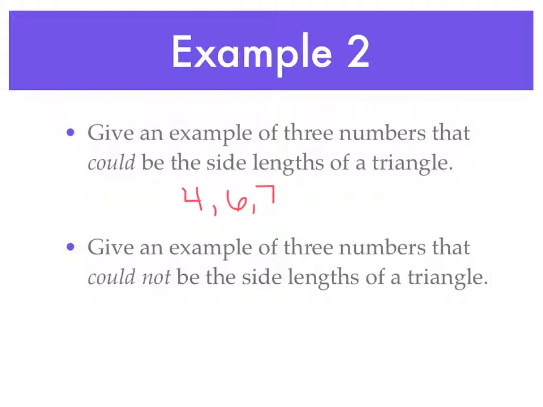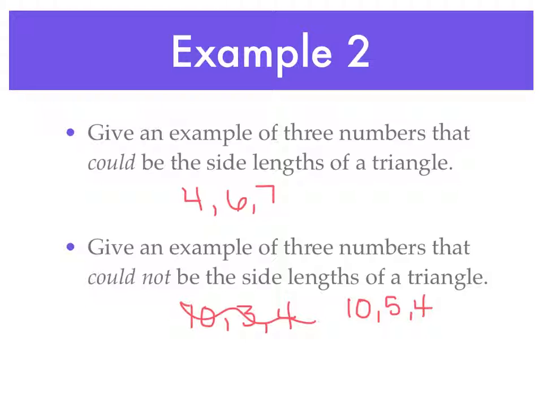Brooke? 10, 3, and 4. Okay, 10, 3, and 4. Oh, is that our same one from up here? It is. Let's do a different one. That's okay. Give me another set of numbers that would not work. Alexis, you got one? 10, 5, and 4. Yep, because 5 and 4 are not bigger than 10.